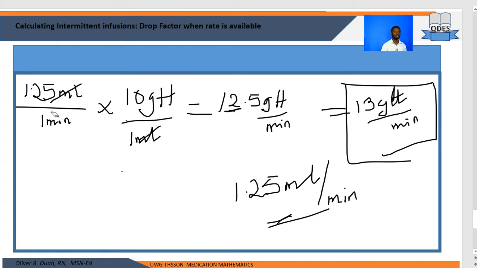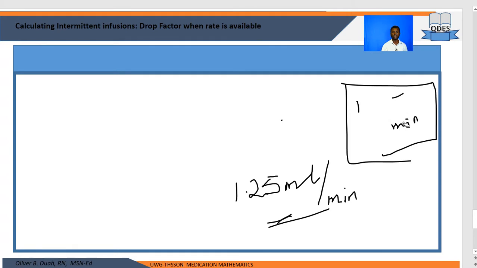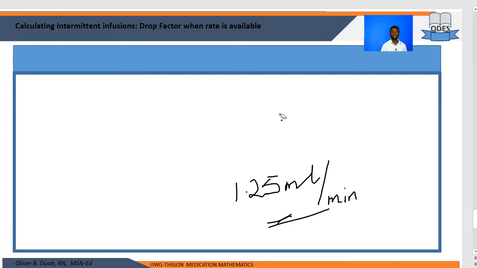Now, let's use dimensional analysis to solve this same question. And so, when using dimensional analysis, it is basically going to be similar. We already have the ml per hour. So we're going to draw our track.